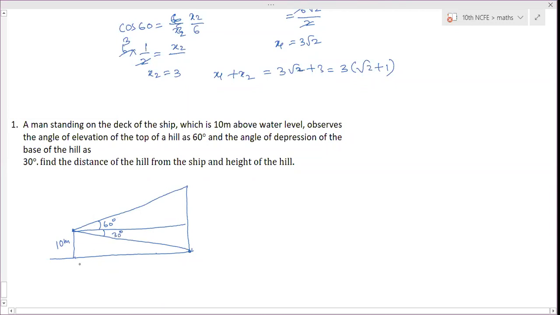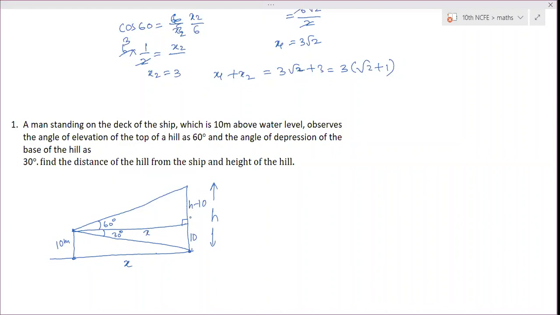The distance of the hill from the ship, here to here, to calculate, that is x. And the height of the hill, that is h. This is 10, so this will be h minus 10. Diagram clear? Yes, ma'am. I got my mistake. Thank you, ma'am. And tan 60 and tan 30 you can use to find out both h and x. Okay. Yes, ma'am. Thank you, ma'am.